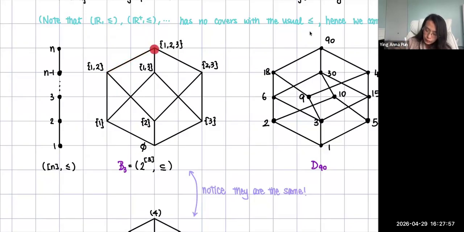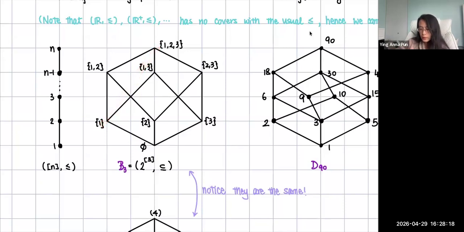We don't have a line here because even though {1} is a subset of {1, 2, 3}, you do have another one sitting inside, meaning that {1, 2} is above {1}, because {1} is inside {1, 2}, and {1, 2} is inside {1, 2, 3}. So therefore, we don't have this line here.